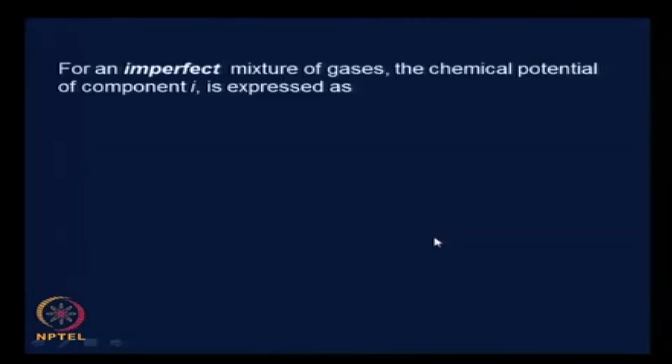For an imperfect mixture of gases, the chemical potential of a component I in the mixture is expressed as mu I equals mu I naught plus RT ln of a certain Fi hat, fugacity of the component I in solution. That hat implies solution, the component in solution, and because the pure component fugacity may not be equal to the fugacity of that component in solution, to differentiate between that, the pure component fugacity was Fi that we had already seen earlier.